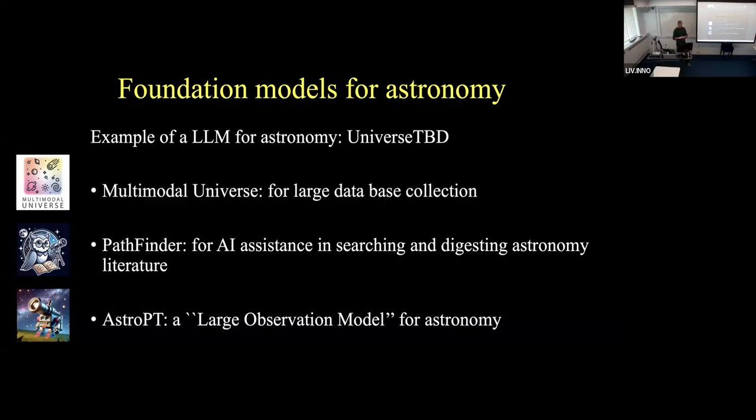And the other thing they're trying to develop now is this AstroPT, which I don't really understand what it is, but it's a sort of large observation model, and it's developing this model to be able to understand, I think, telescopes and what the different properties of telescopes are, and how we can reduce all the data in a homogeneous way.